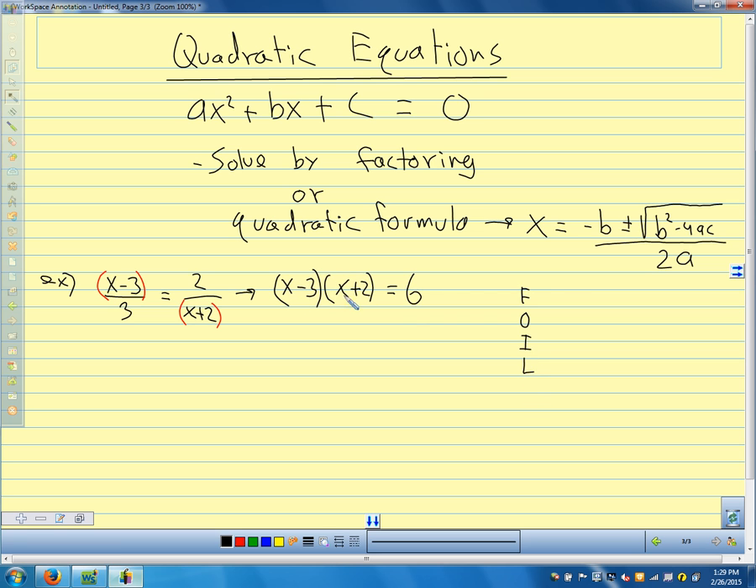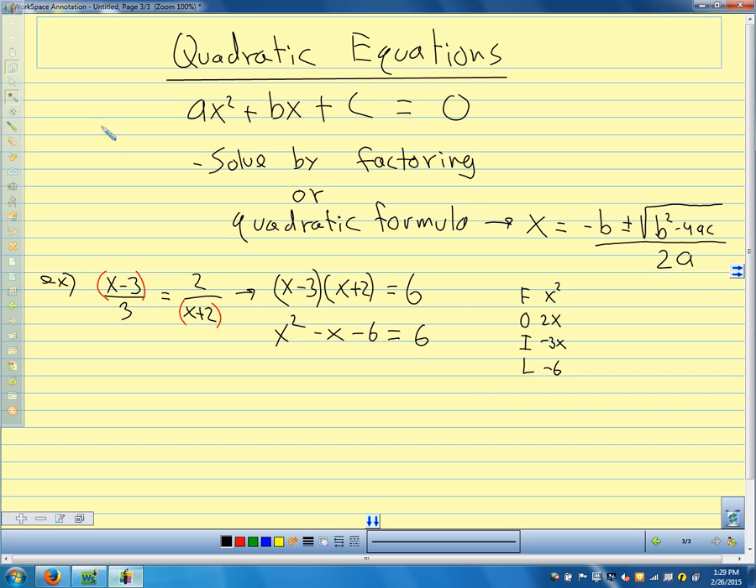So the first two numbers, x squared. The outside two, 2 times x. The inside two, negative 3x. And the last two, negative 3 times 2 is negative 6. And I add all those together. So x squared, 2x minus 3x is minus x, minus 6 equals 6.